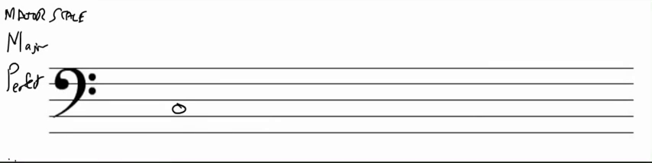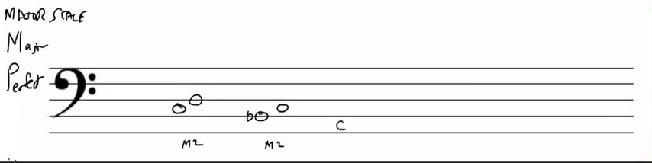If we start with a C, and we have a D, D is the second note of a C major scale. So the interval between C and D is a major second. If the bottom note is B flat, and the higher note of the interval is C, C is the second note of a B flat major scale, so that is a major second.